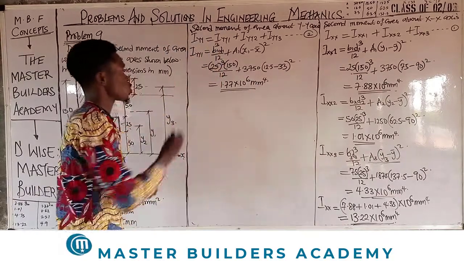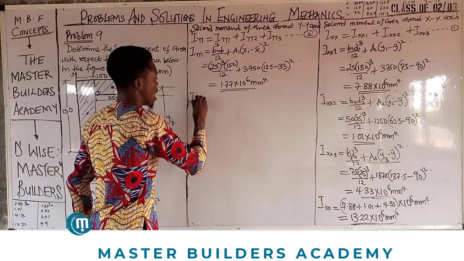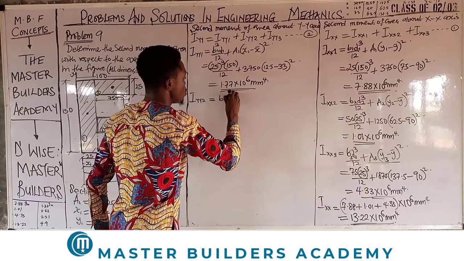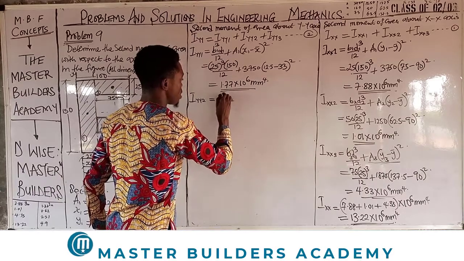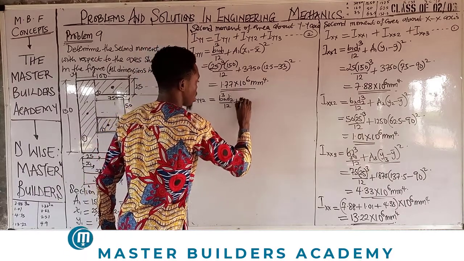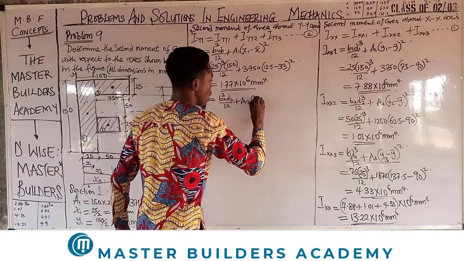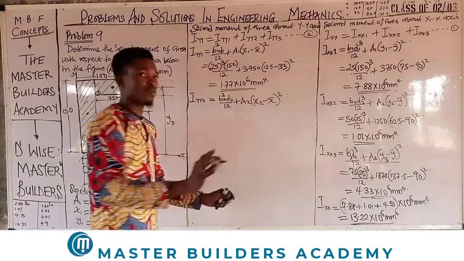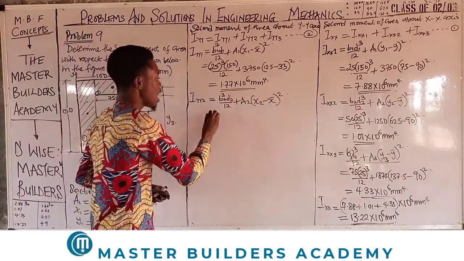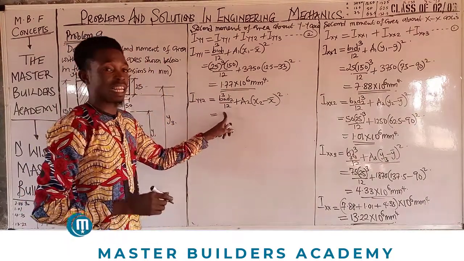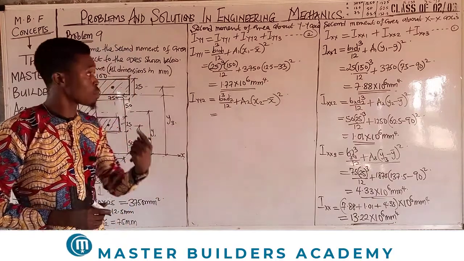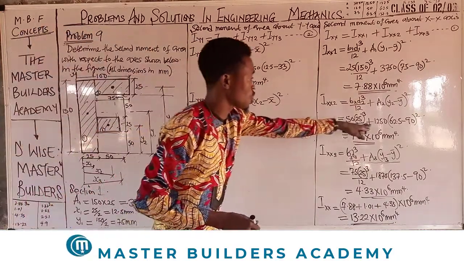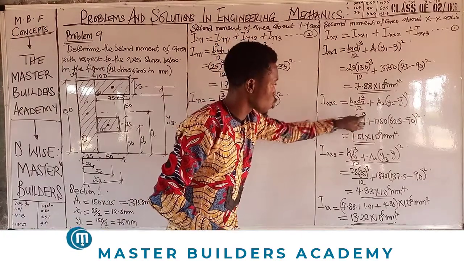Okay, that's it. So Iy2 will be b2 d2 cubed over 12 plus A2 into (x2 minus x bar) squared. Now remember, we are using x2, and from what we have here, these parameters will be taken from section 2. The area in section 2 does not change. So like I said, all you need to do is swap what you have here.